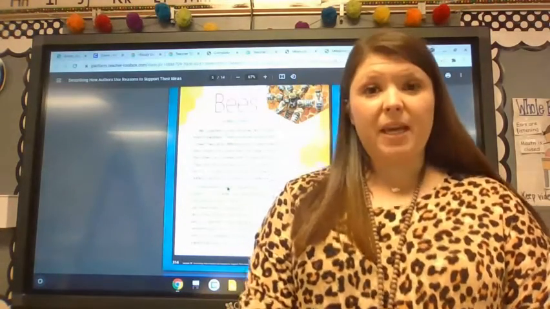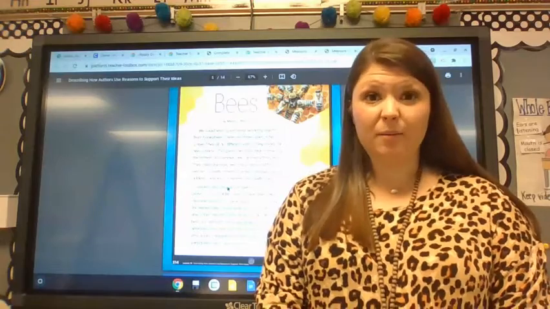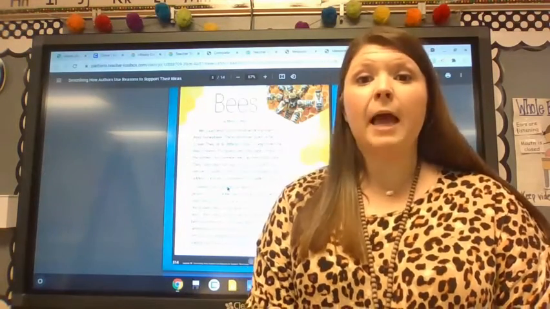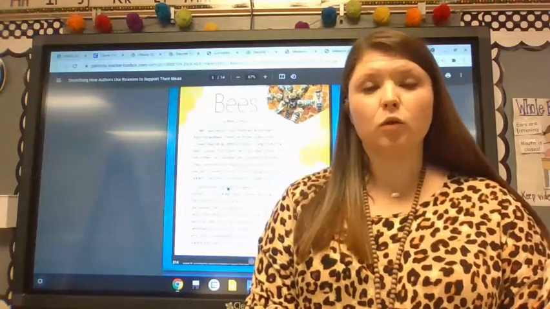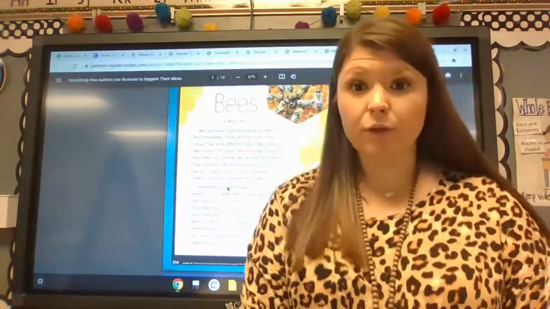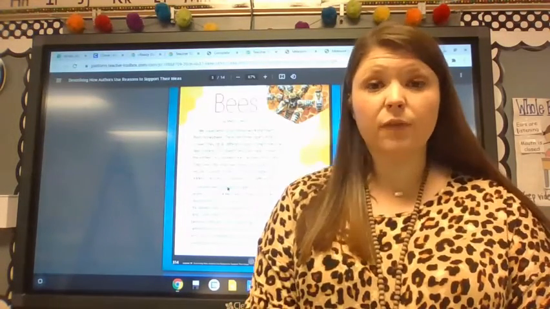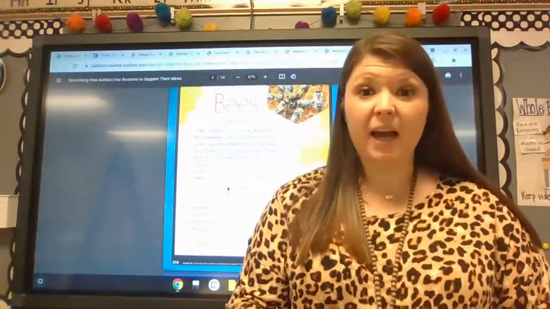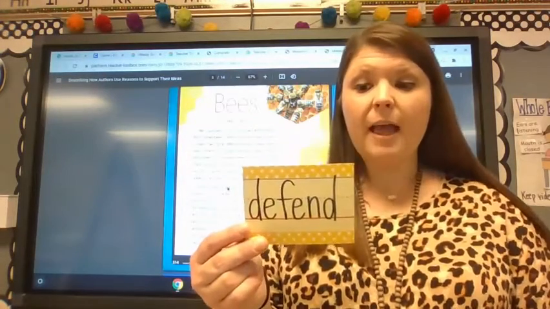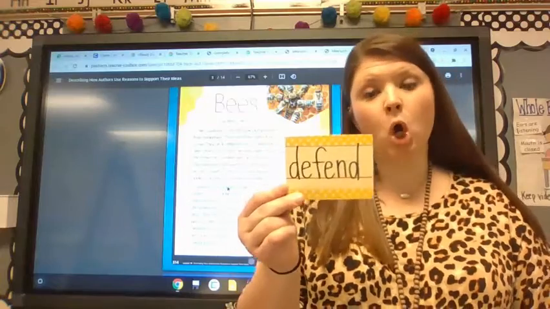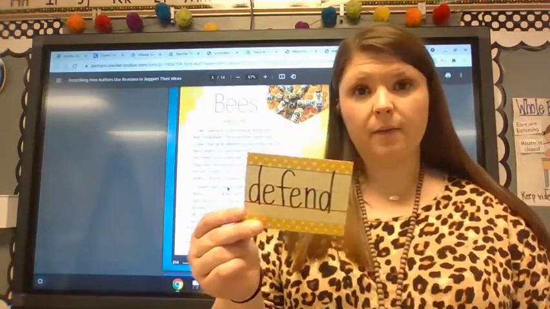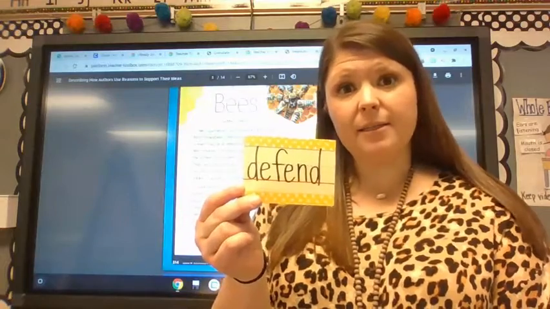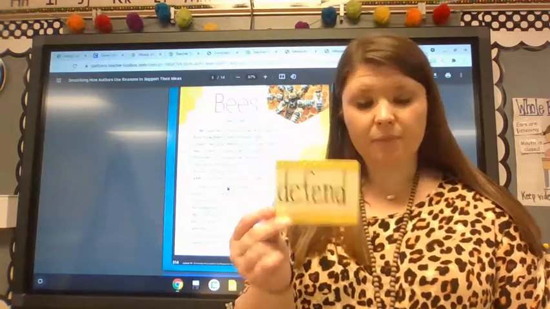Well, these bees have different jobs. And today we're going to read all about a type of bee and learn about its job. We're going to learn about a soldier bee. Now think about what soldiers do. What do soldiers do? Like the soldiers for our country, what do they do? Well, they defend our country, right? They are protecting it from harm or guarding it. The soldiers defend our rights of our country.